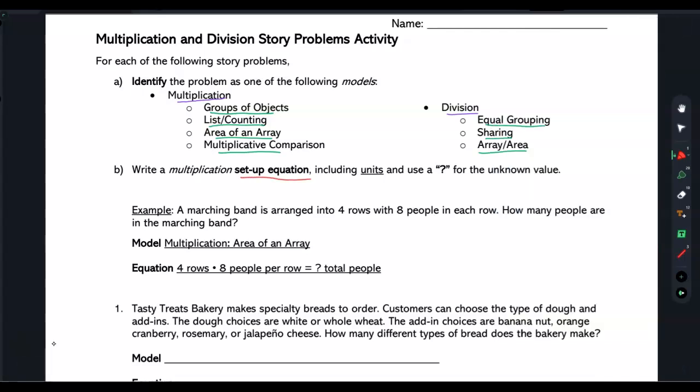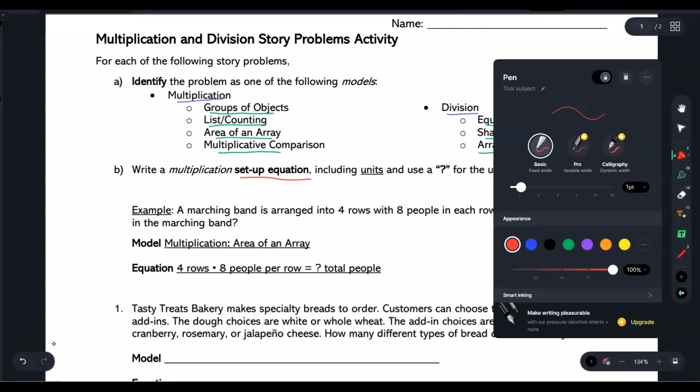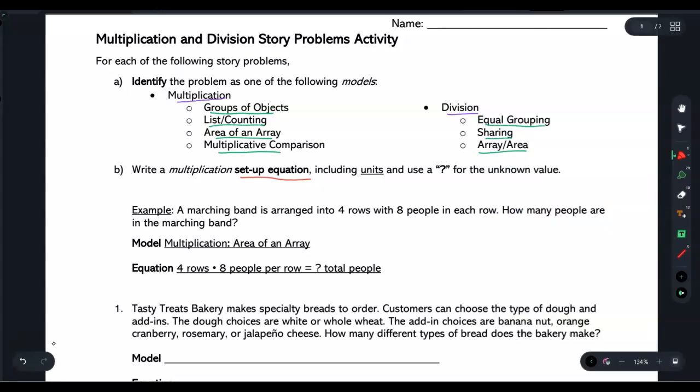And our equation will always be a multiplication setup, even if it's a division problem, and we'll just use a question mark for the unknown value. So an easy way to tell if it's multiplication or division will be to go ahead and do the setup equation. And if we know what the 2 numbers are that we're multiplying and we're looking for some answer, then we know it's multiplication. Versus if I know the total, but I'm missing either the first or the second number, then that would tell me that it's division.